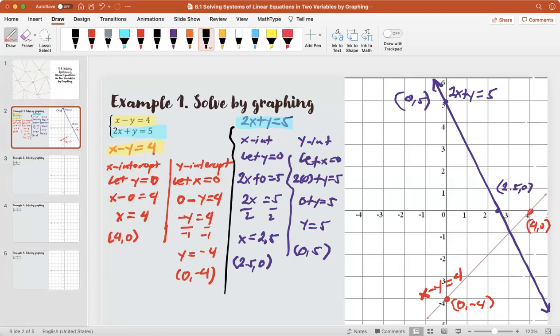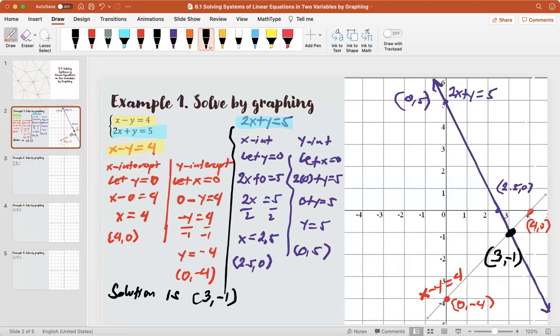And what do you notice? Any observation? They meet at one point. They meet where? They meet here. And what do you think is the coordinate of that point? It's going to be (3, -1). And what do we call this? It's the solution of the system. So they intersect at (3, -1). So the solution is (3, -1). The ordered pair (3, -1). Always remember, x coordinate first, followed by the y coordinate.